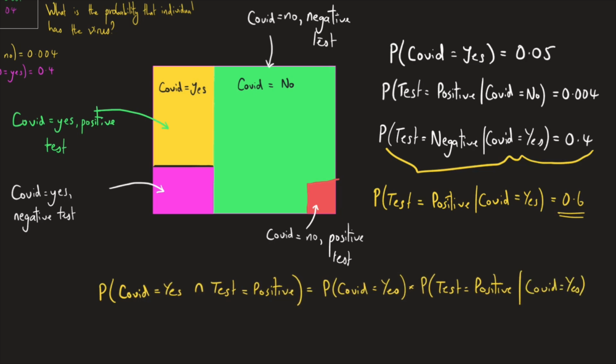So just to repeat, this area is made up of 5% of the population. We know that of that 5%, 60% get a positive test. So 60% of that 5% get a positive test and have COVID. So we can write that this is equal to 0.05 times 0.6, which is equal to 0.03. So this area that we've just drawn up here is equal to 3% of the population, or occurs with a probability 0.03.